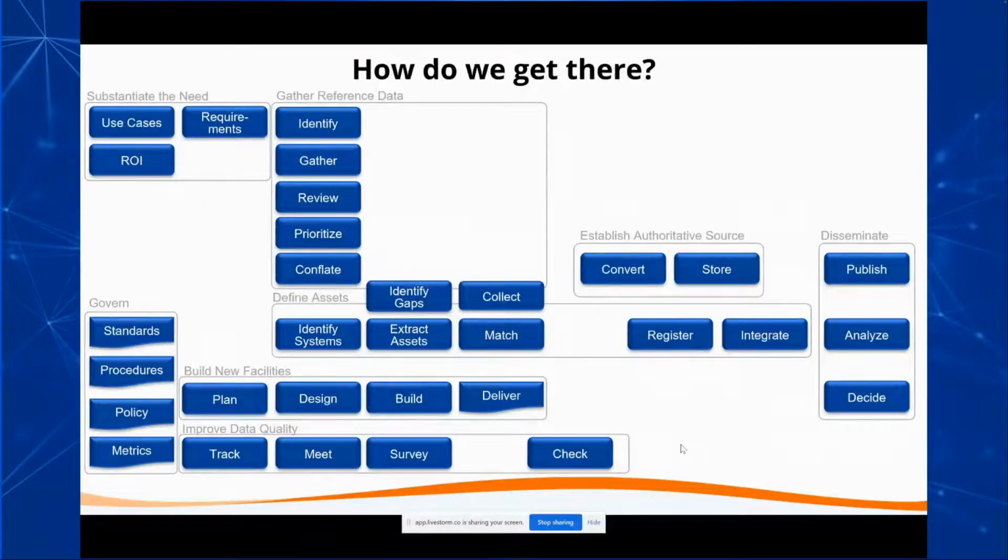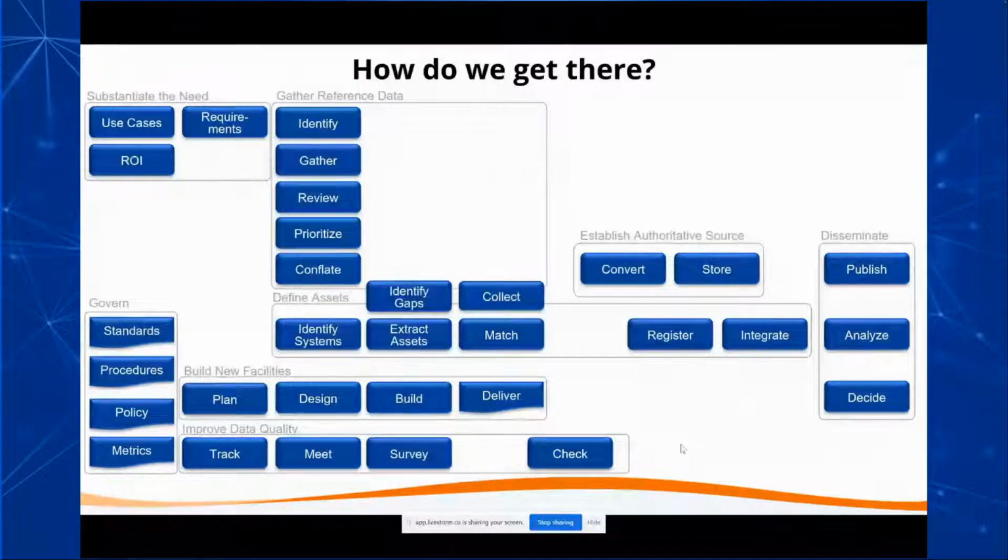So the governance, meaning standards, procedures, policy, and metrics to monitor the quality of the data and the applications we're putting together. And then as we build new facilities, planning, designing, building them, and delivering the as-built data in a standardized manner that can be used to get the data into the digital twin as quickly, as efficiently, and as automated as possible in order to have the functionality that we need day one when facilities operate. And then data quality. Data is never perfect, and so we need to constantly work toward that goal by tracking it, surveying, checking the data.